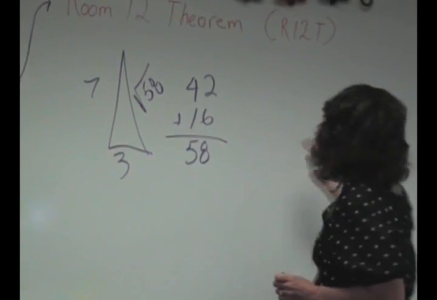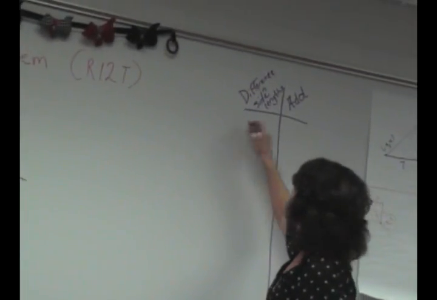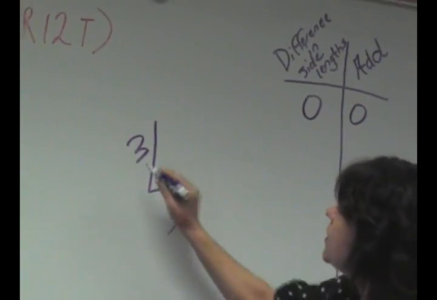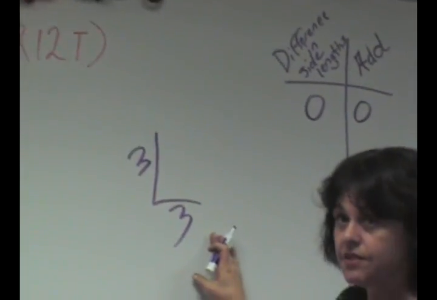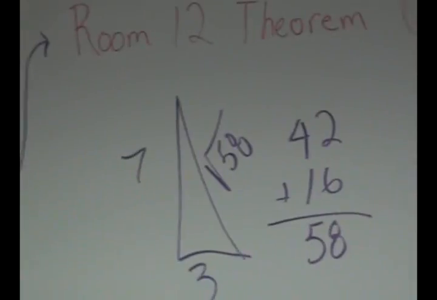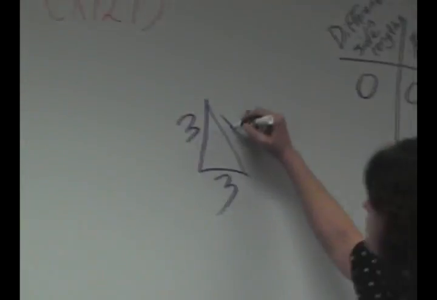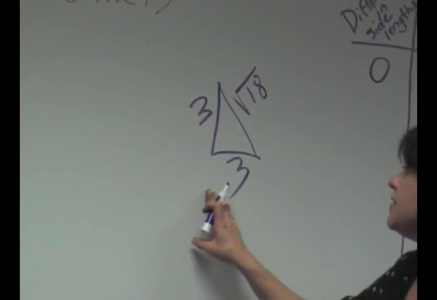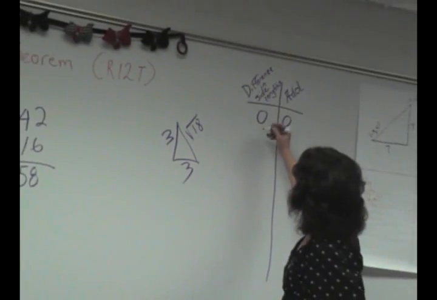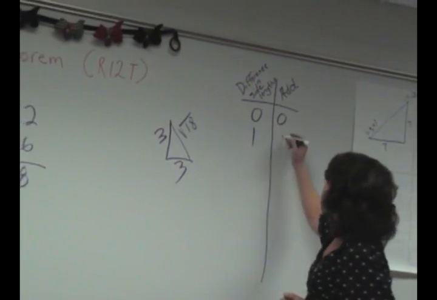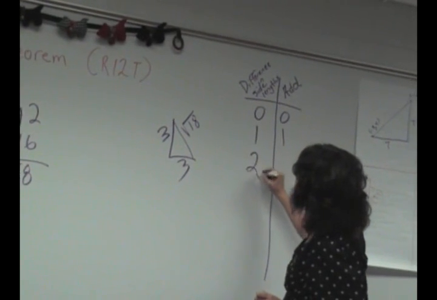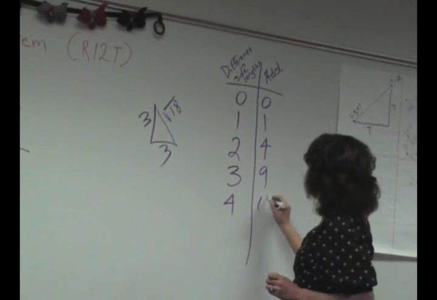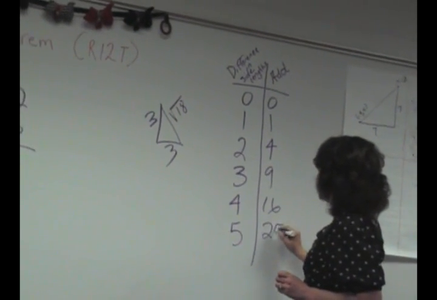In any given triangle, I could set my table up like this. If the difference in side lengths is 0, I wouldn't have to add anything. 3 squared is 9, plus 3 squared is 9. Using the Pythagorean theorem, a squared plus b squared, I'd have 18. This would be the square root of 18. 3 times 3 is 9, times 2 is 18. The square root of 18. Whatever the difference is in the lengths of my sides, I simply take that number and I add the square of that number. It works every time.